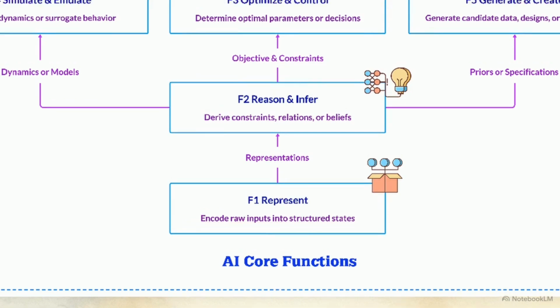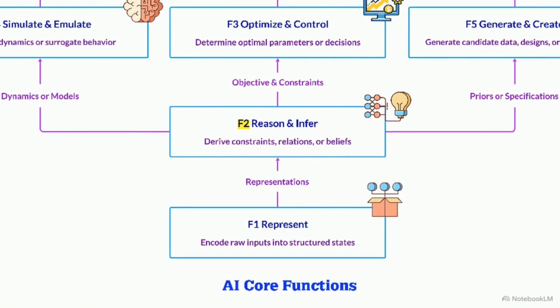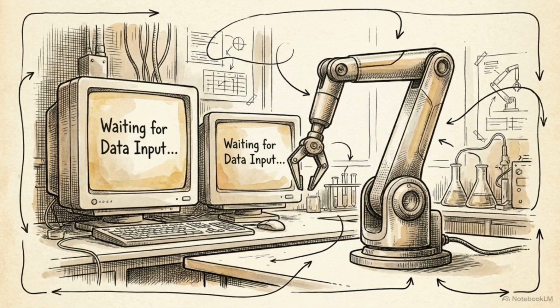Once that representation exists, the data flows to Function 2, reason and infer. This function operates on the encoded graphs to derive relationships. It looks at the molecule and infers toxicity risks, biological constraints, or potential binding affinity to a disease. Without encoding raw data and inferring constraints, no downstream action can occur. These first two functions form the non-negotiable substrate of the entire system.